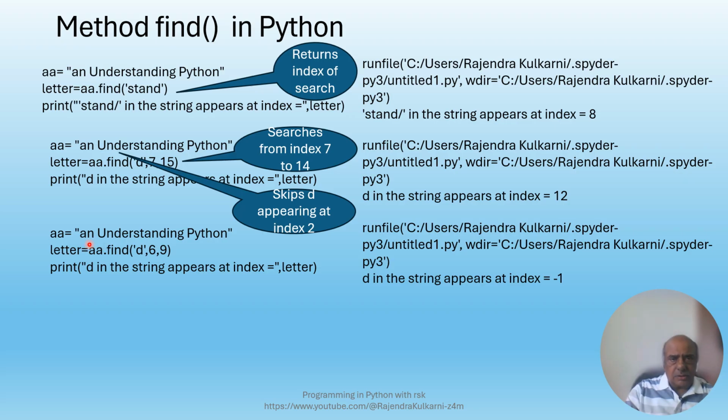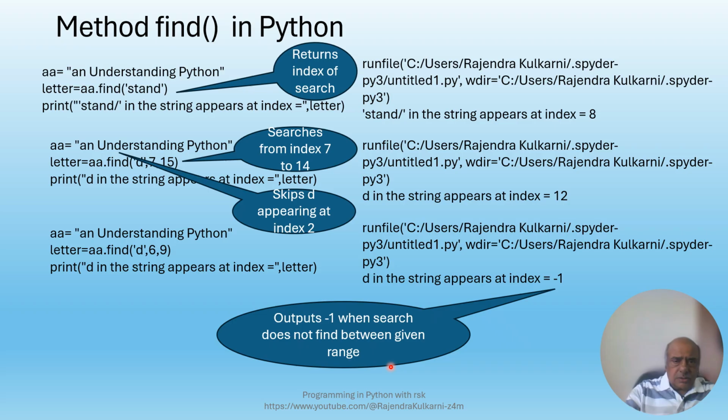In this example, we are trying to find out whether d appears in the string given here between index 6 and 9. The output of the program is -1. So whenever search does not find anything between the given range, the output is -1. So whenever we get output -1, that means the search has not found what we are asking for.